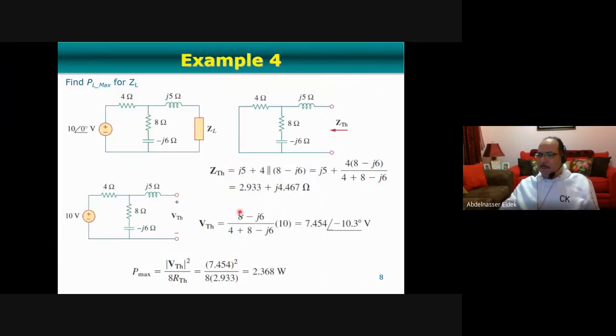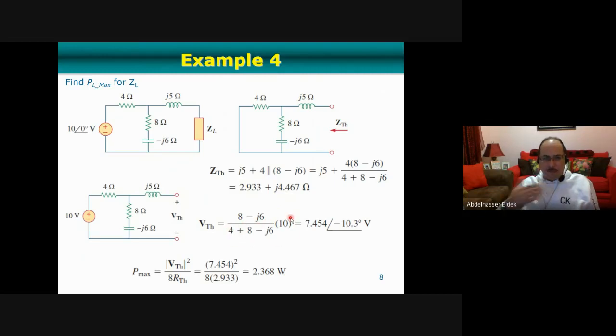Okay, so now this is Zth. So this will be Rth and this will be Xth. Then in this case, if you want to calculate Vth, so this is the first part because we need Rth. We need this 2.93. We need it here. So the next part is Vth. So what is Vth? It equals the current here times the impedance, which is 8 minus j6. The voltage is 10 divided by the total impedance. This part is the current.